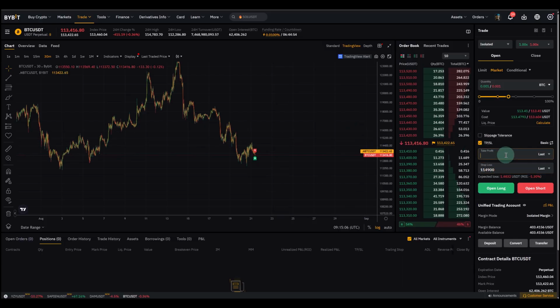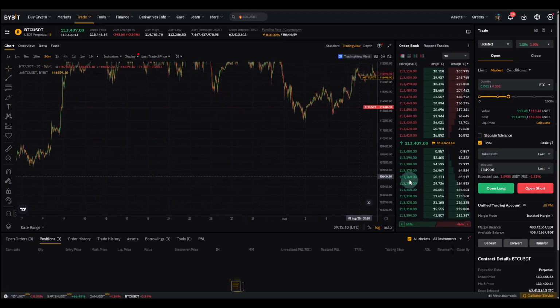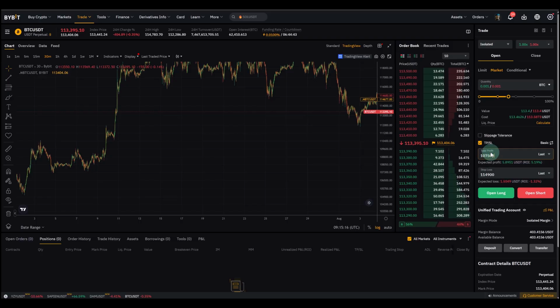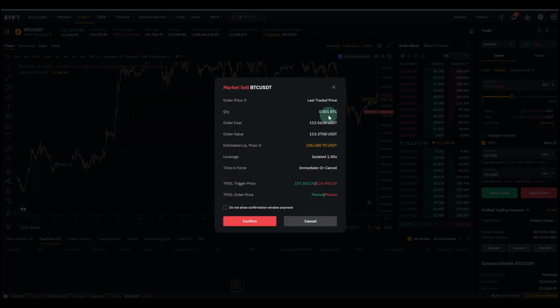And then the take profit would be below somewhere. Let's just say here, 107,500. And again, you see the ROI, expected profit, and expected loss. This seems like a decent reward to risk ratio. I open a short. It's the same thing, a market sell order. It will be executed immediately. That's what the market orders are for. It shows you your liquidation price, leverage, and so on, and confirm.